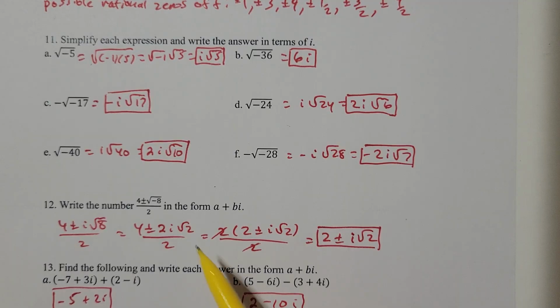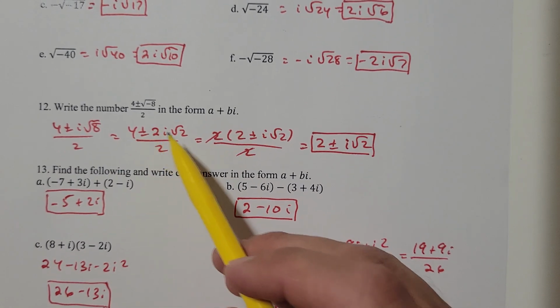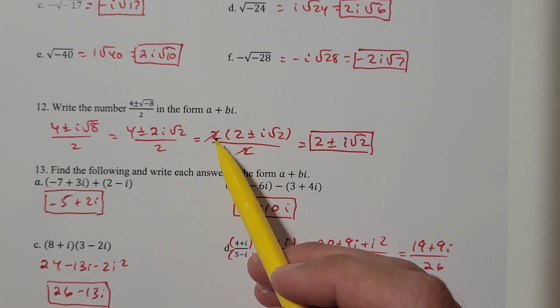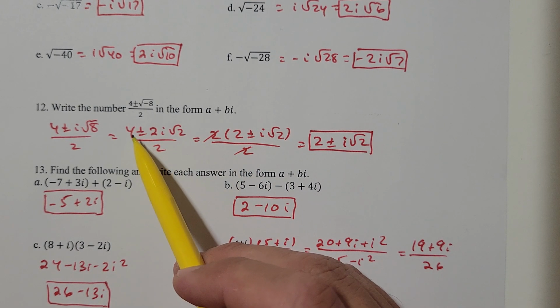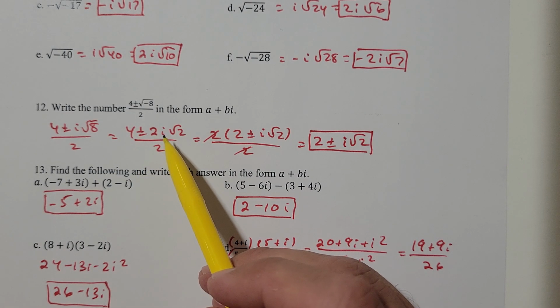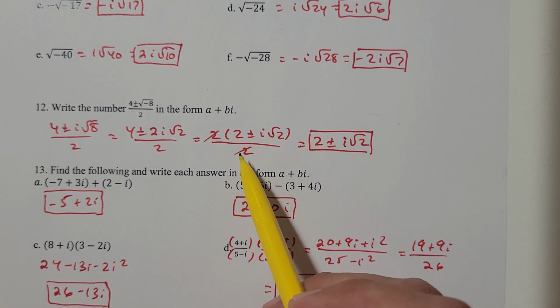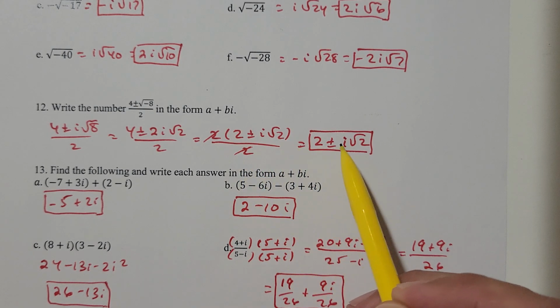And let's see, 2 is in common to these two terms, so I can factor that out of the whole thing there. If we pull a 2 out front, the leftover from the first part is 2. 2 times 2 is 4, right? And then 2 times i root 2, that'd be 2i root 2. And that 2 that was brought in front, I can cancel that with the 2 down under. So that's going to leave me with 2 plus or minus i root 2.